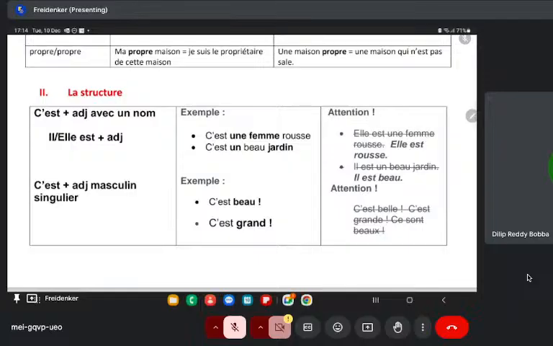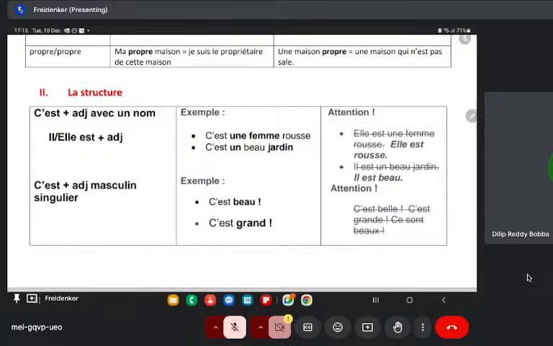Okay, they gave some examples, but on the right side they're telling us how not to write sentences. So when I say "elle est une femme rousse", I'm saying she is a red-haired woman, right? But usually, if you want to point out or introduce anyone, you have to use "c'est". You can't say "she is a redhead woman".